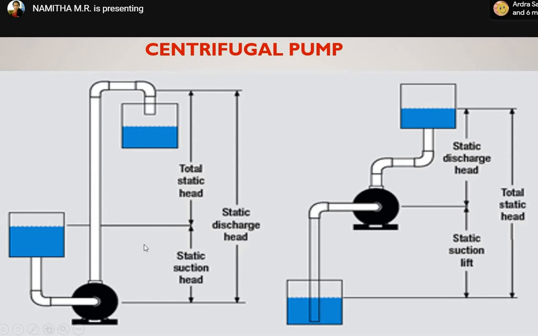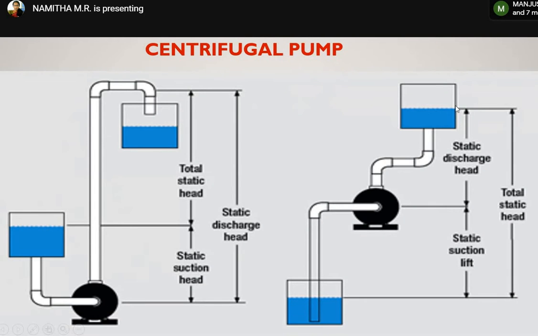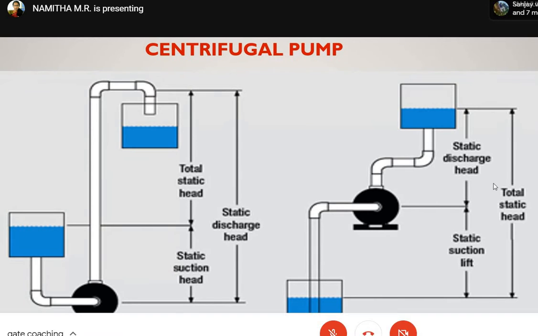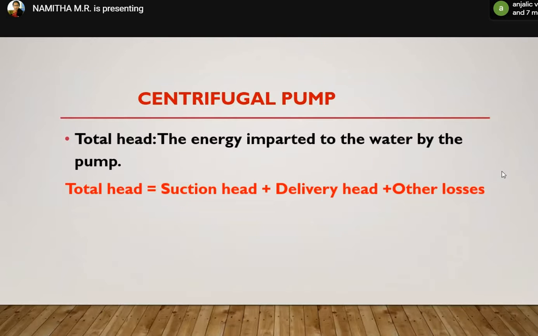Okay, it is known as lift. Here it was head because the water was above the pump. But here the water level is below the pump. So the pump has to lift the water. So it is known as lift, suction lift. And the distance between the center of the pump to the delivery water level is known as static discharge head. Okay. These two will combinedly form the total static head. So these are the normal terminologies used.